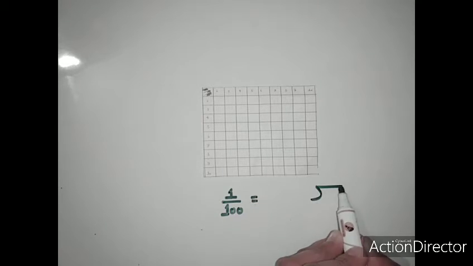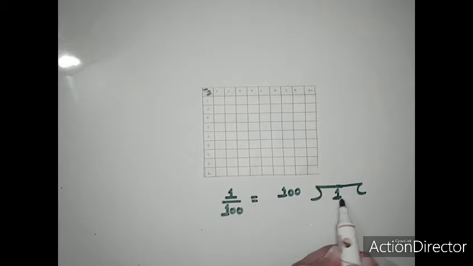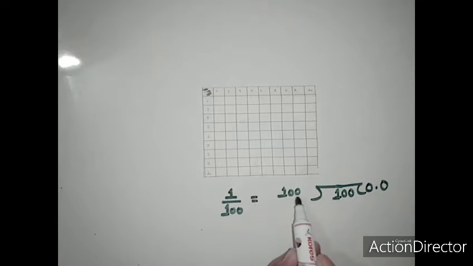How do we divide this number? So 1 divided by 100. Because 1 is smaller as compared to 100, we put a decimal here and add 0. Now this 10 is smaller as compared to 100, so we add another 0 here. Now how many times is 100 divisible by 100? One time, right? So we write 100 here, 1 times 100 is 100, and we get 0 as a remainder.